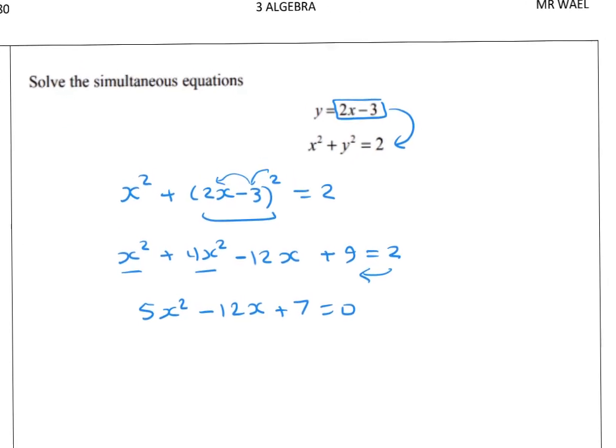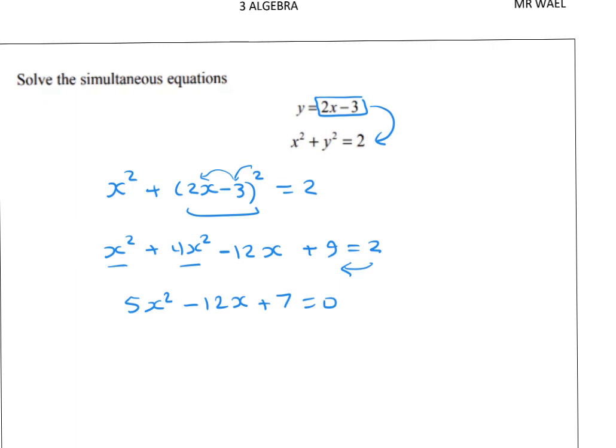Now use your calculator to find the values for x. A is 5, b is negative 12, c is 7. So x1 equals 1, the other value is 1.4.